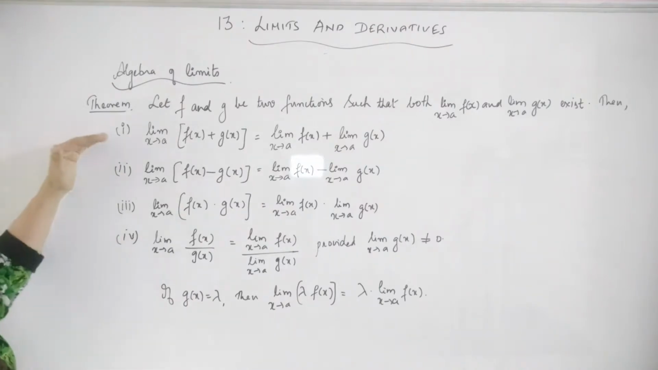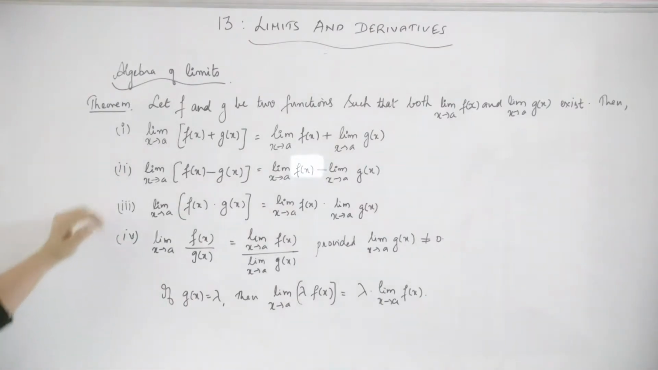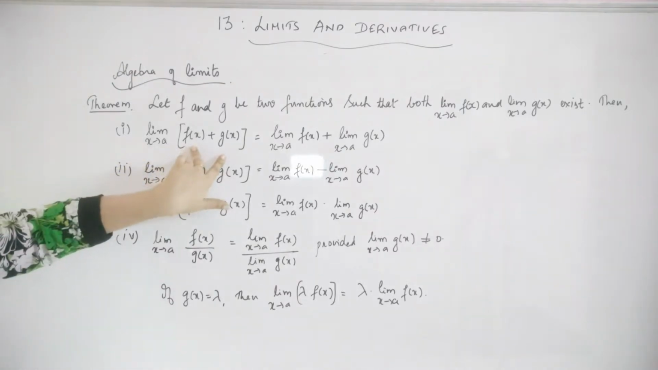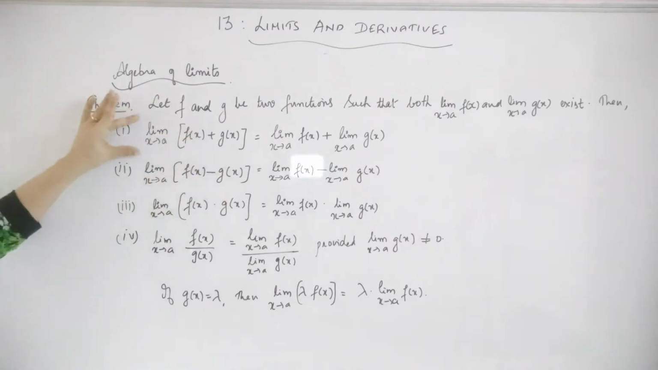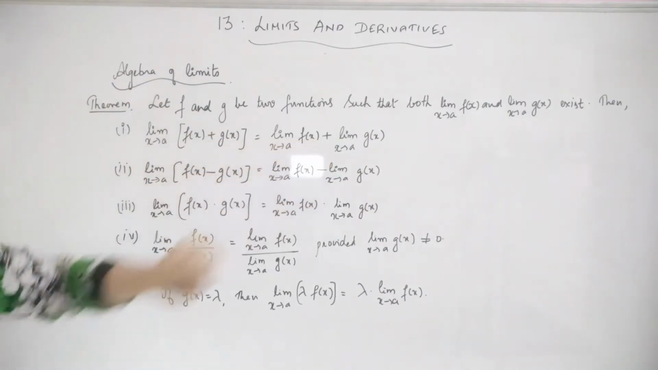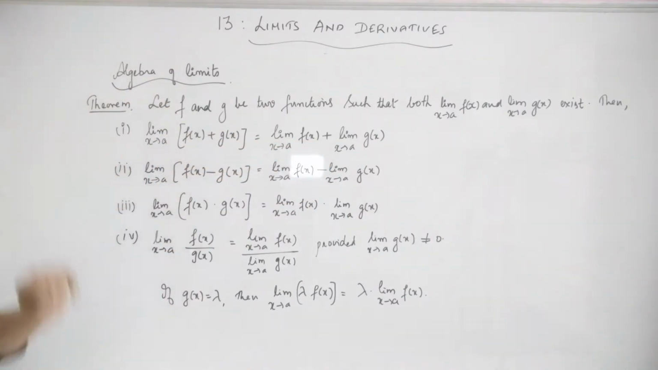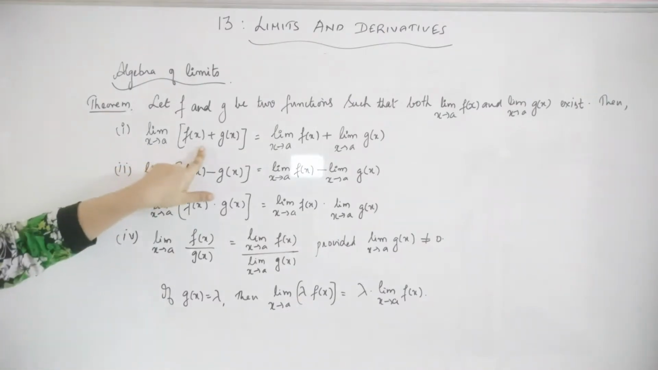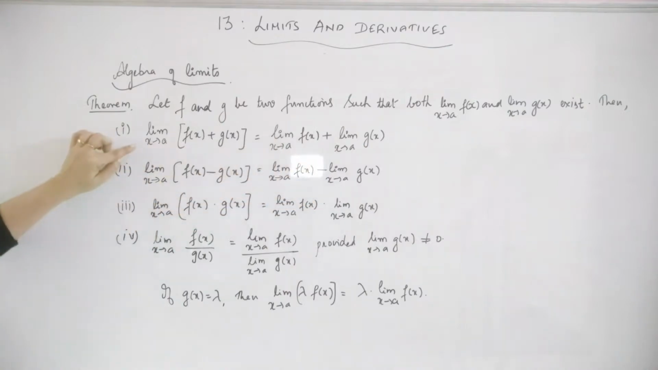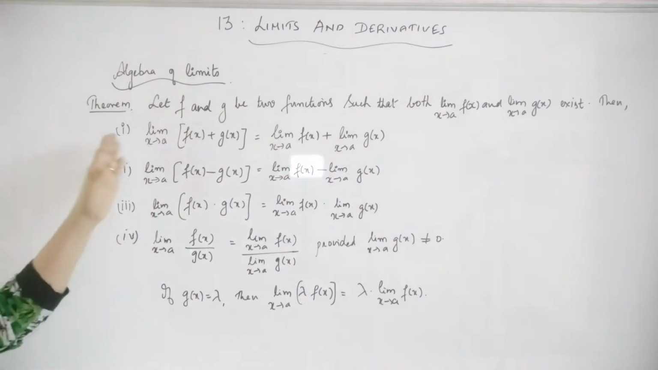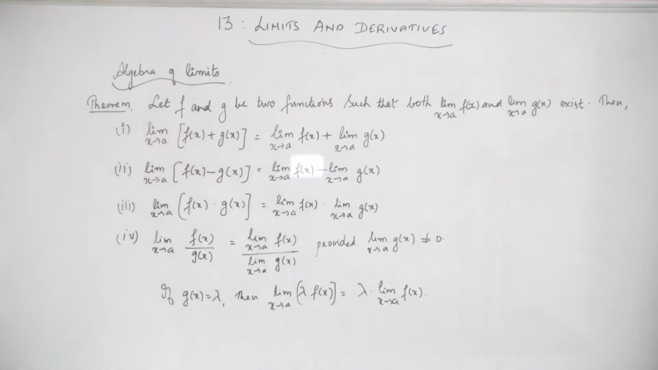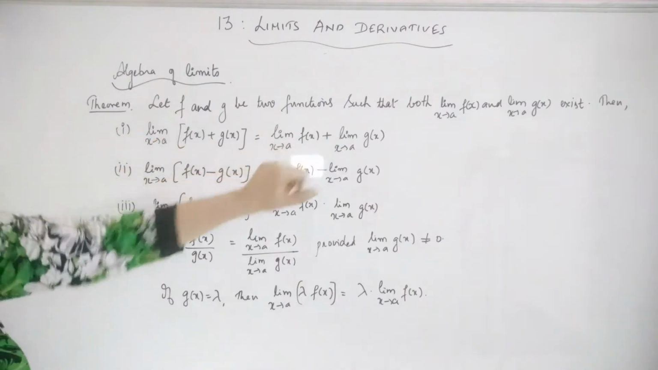Then, if you have the sum of two functions and you have to take the limit of that, you can just separate the limit for the two functions, that is, the limit of the sum is equal to the sum of the limits. So limit x tends to a f of x plus g of x is the same as separating the limit and giving it to the two functions. So you will get limit x tends to a f of x plus limit x tends to a g of x.